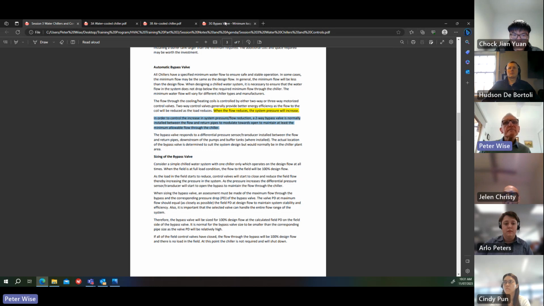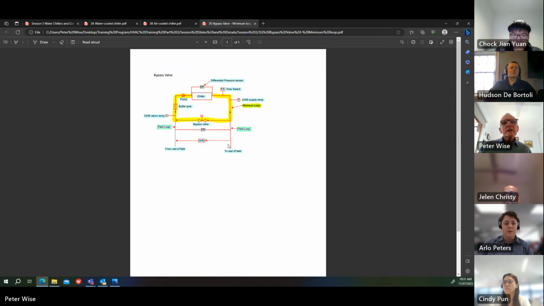I'll show you again. So if the field is at 100% load, you've got 100% flow going out. But as the valves start to close, pressure builds up. There's a differential pressure sensor across the flow and return pipes. And the bypass will start to open to return some water directly to the chiller. So you get a mixture of water coming back from the field and mixing with the bypass to go back through the chiller and maintain a constant flow.